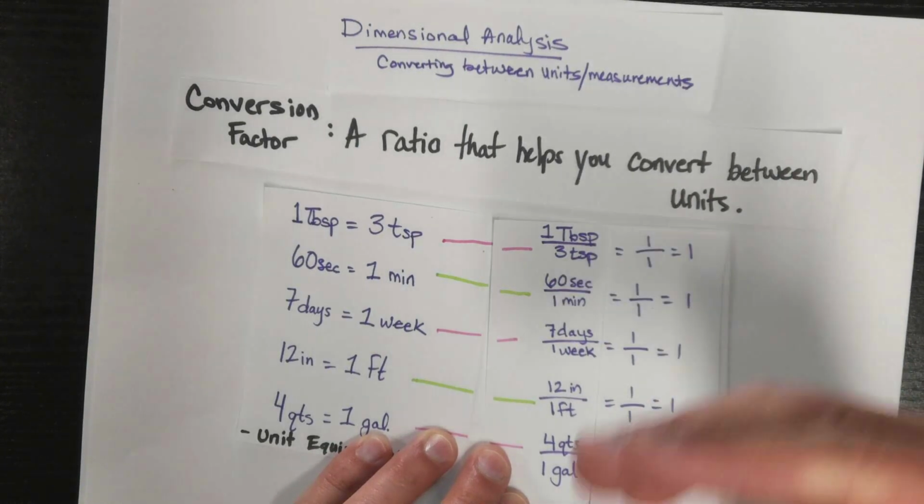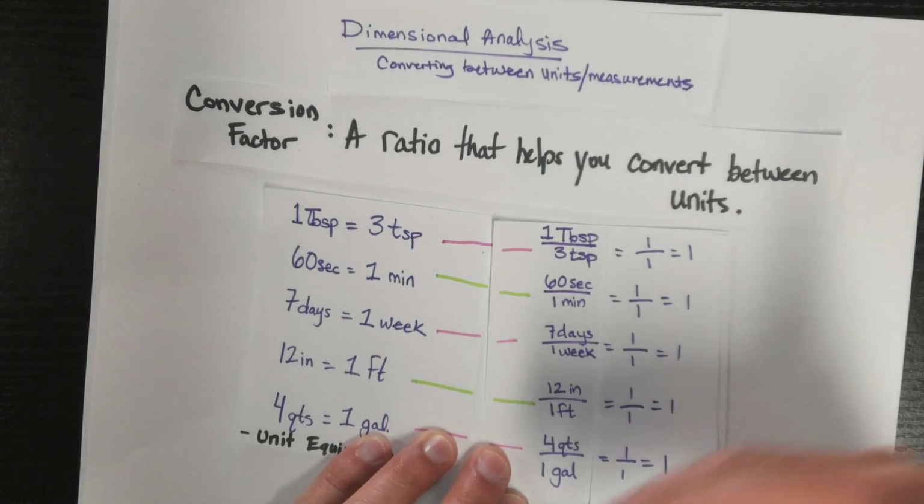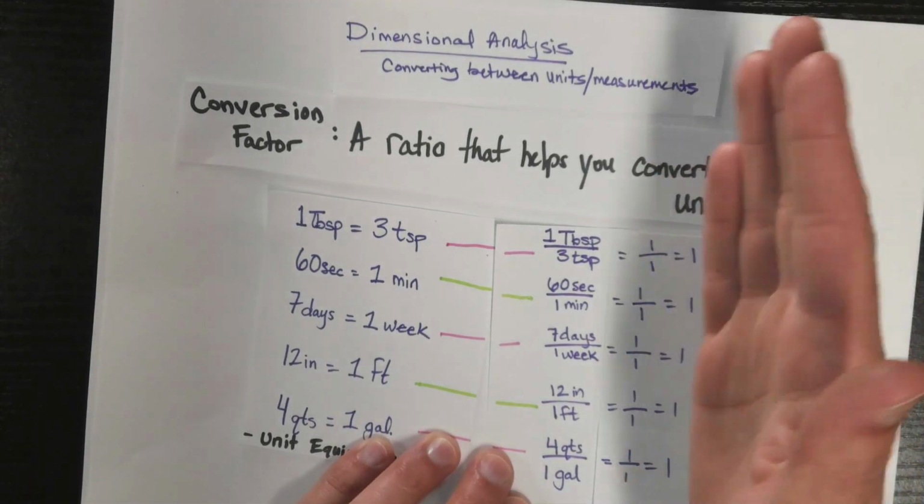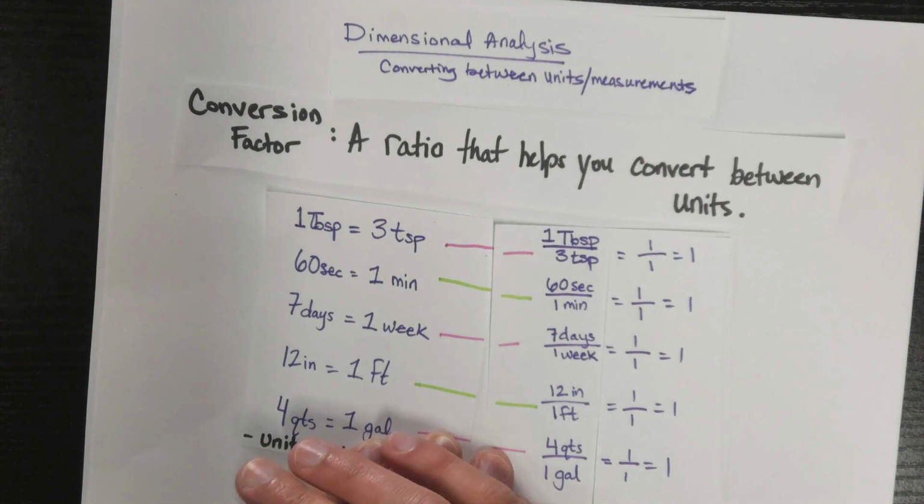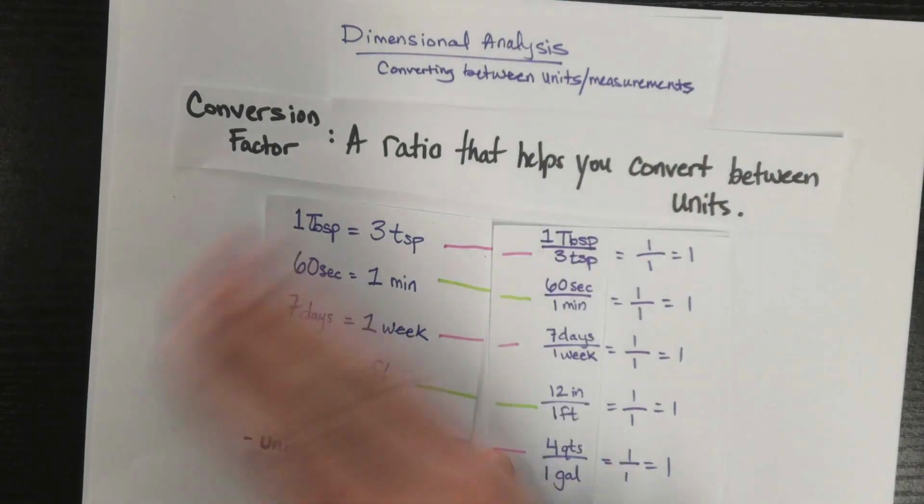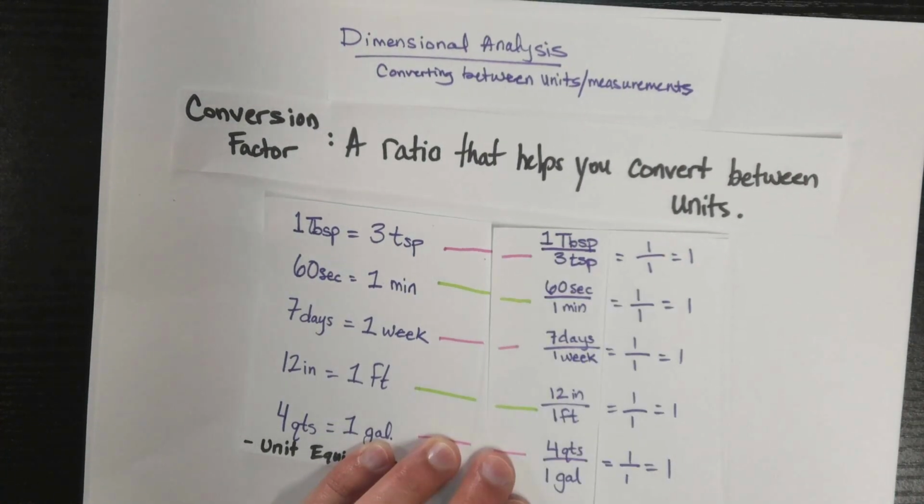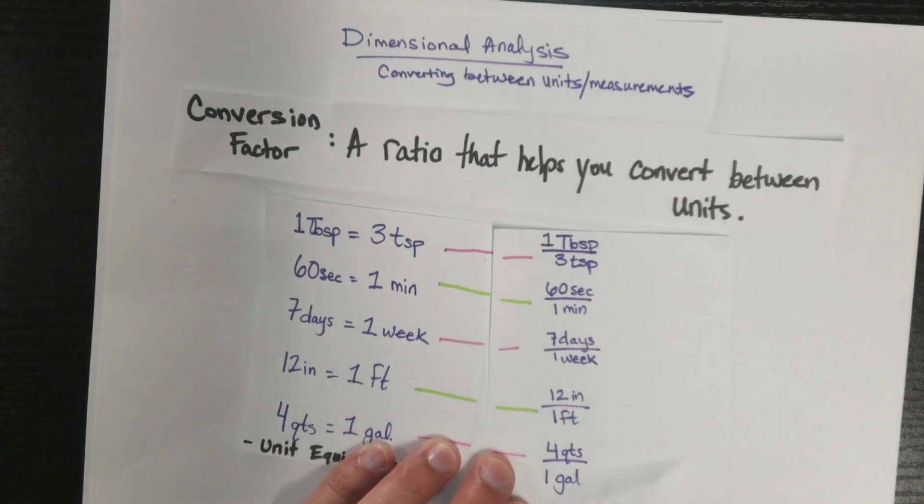And if you multiply or divide the number 1 to anything, you've done nothing to it. So I can convert between different units and not change really anything in the math other than the units I'm using. This is just the logic behind it.